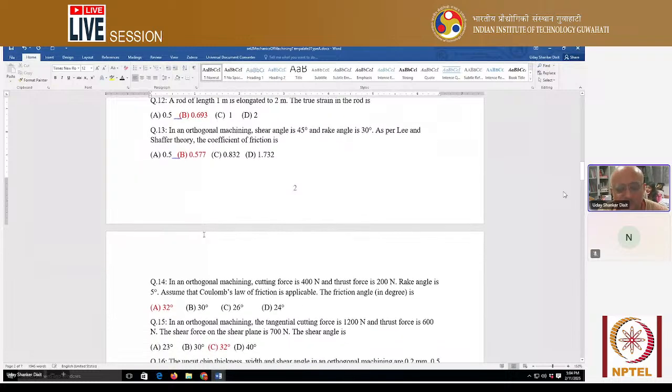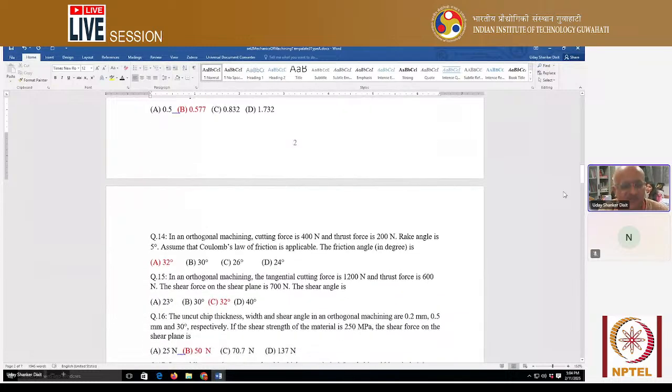So like that, you have assignment questions as well as exam questions, which are not difficult. They are just based on the formula, but with some concepts here and there. In an orthogonal machining, cutting force is 400 Newton and thrust force is 200 Newton. Rake angle is 5 degree. Assume that Coulomb's law of friction is applicable, then they are asking for the friction angle.